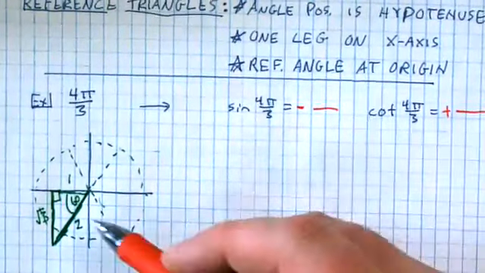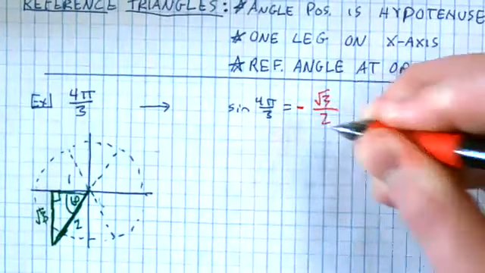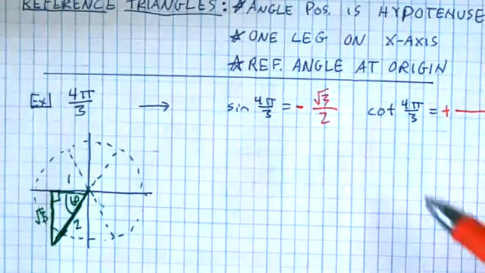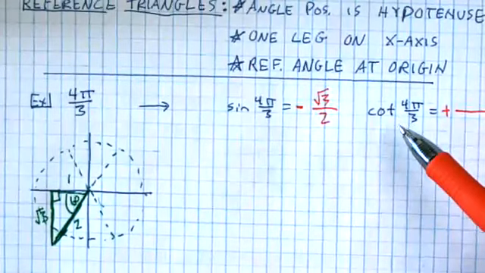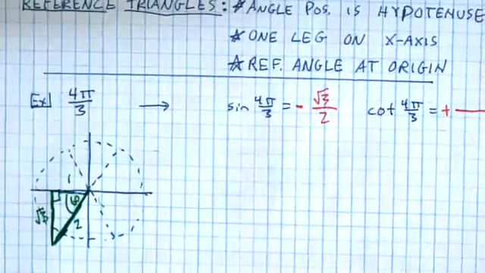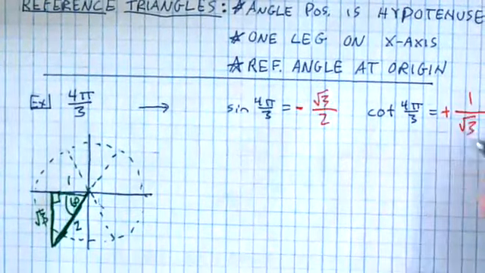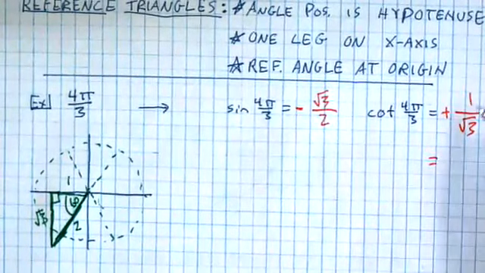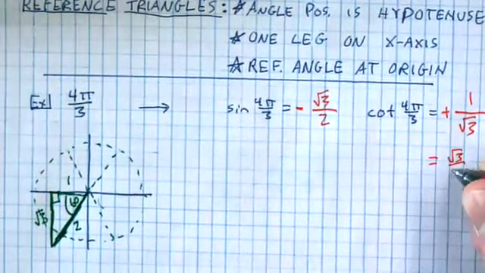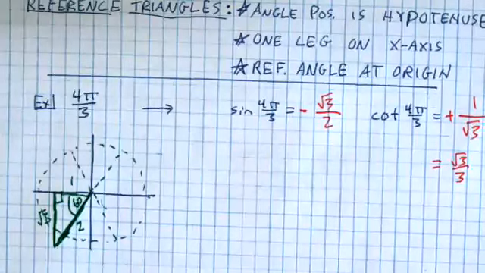So sine is opposite over hypotenuse, so negative radical 3 over 2. That's already good to go. Cotangent is going to be, now tangent is opposite over adjacent, well, we need to flip that. So adjacent over opposite. So adjacent over opposite would be 1 over √3. And then we'll simplify that and call that, what would that be? √3 over 3, yes, lovely. How are we feeling?